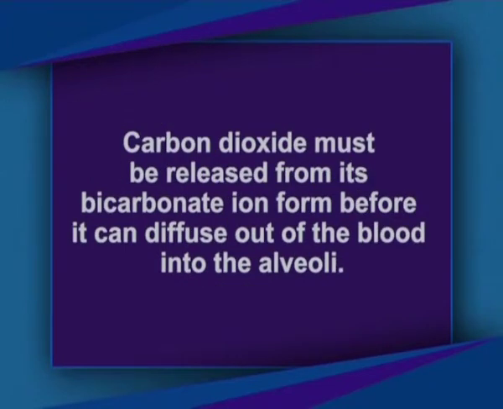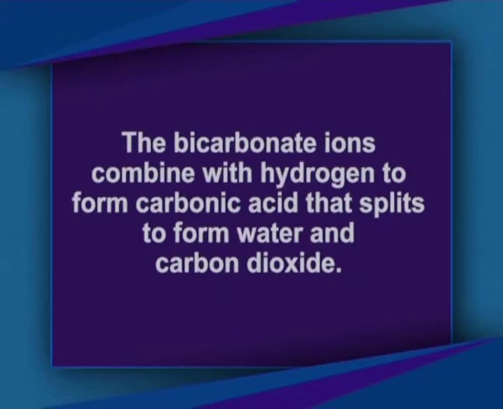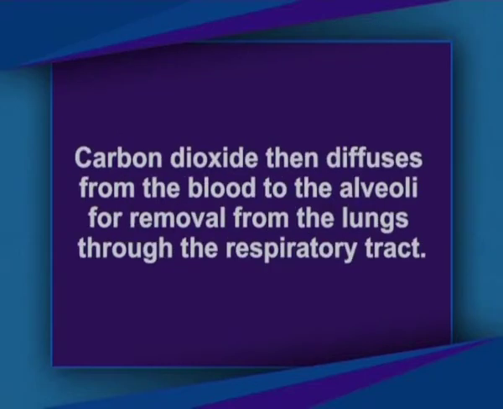Carbon dioxide must be released from its bicarbonate ion form before it can diffuse out of the blood into the alveoli. The bicarbonate ions combine with hydrogen to form carbonic acid that splits to form water and carbon dioxide. Carbon dioxide then diffuses from the blood to the alveoli for removal from the lungs through the respiratory tract.